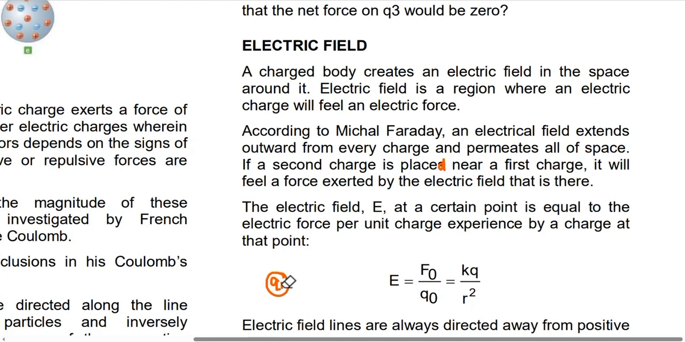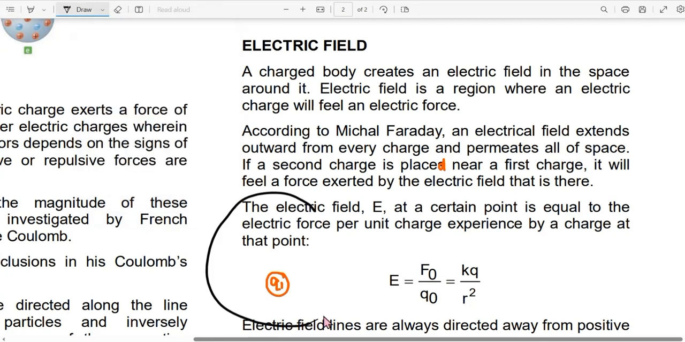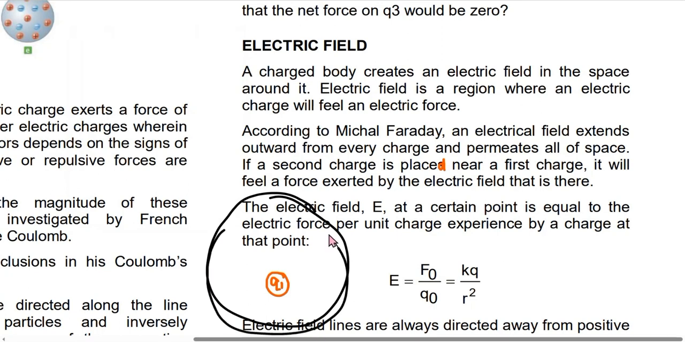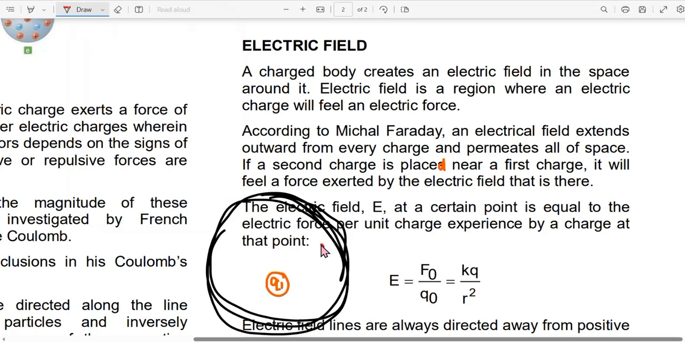So for example, this is Q1. Around it there is a field. This is the field of Q1. And then we put a test charge here, Q sub O. This is a test charge. So the force experienced by this test charge Q sub O is this F sub O. And what is this F sub O equal to? That is the force between Q1 and Q sub O.